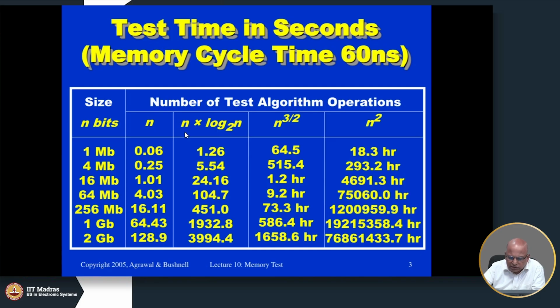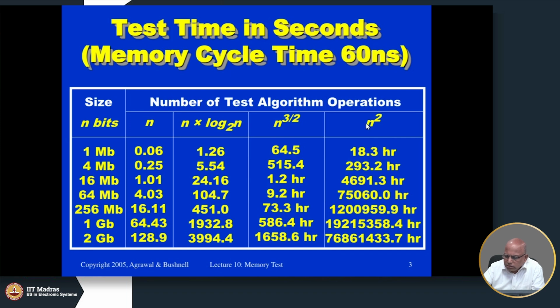Whereas look at this, if it's n log n, then it is 3000 or approximately 4000 seconds, which is quite a bit. And if it is n to the power 3 by 2, it takes so many hours. And if it is n square, this is a totally unrealistic number. So order n square algorithms are out.